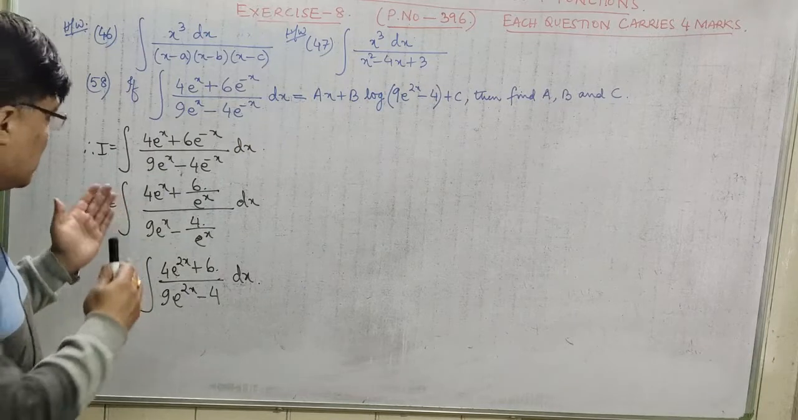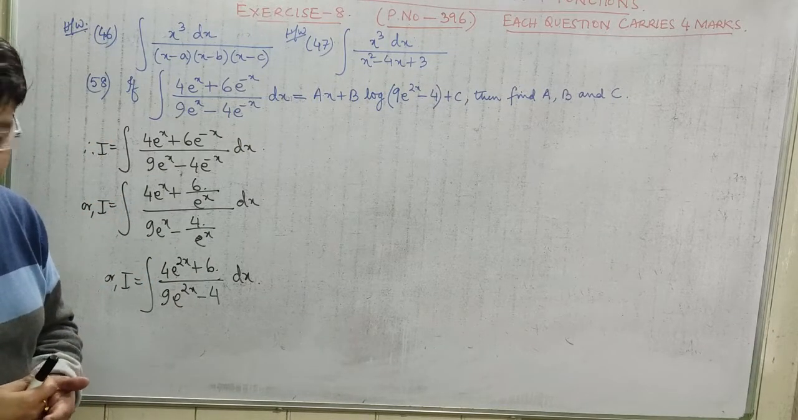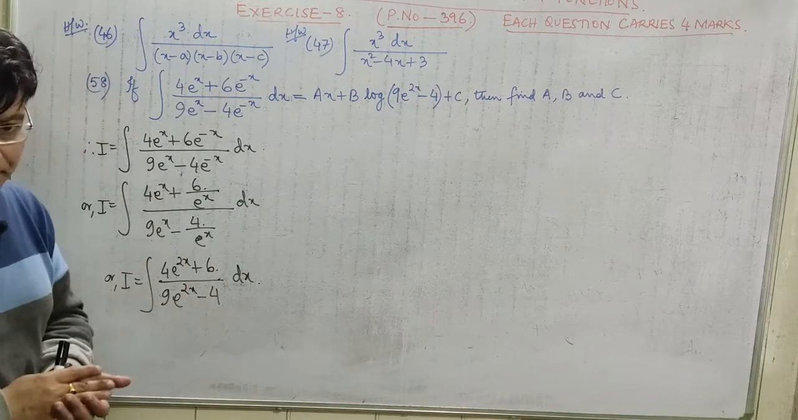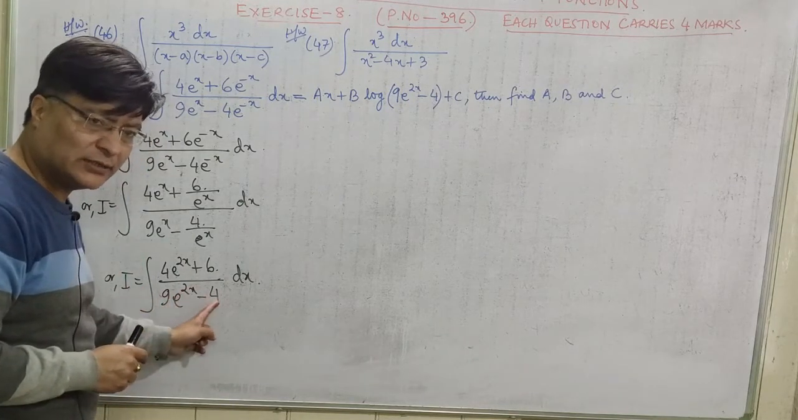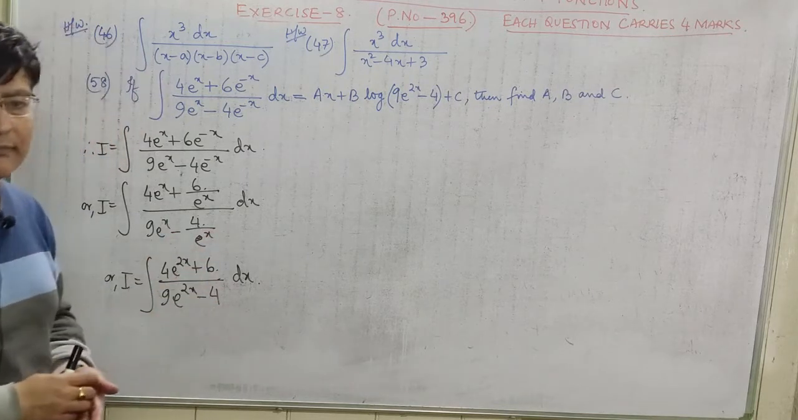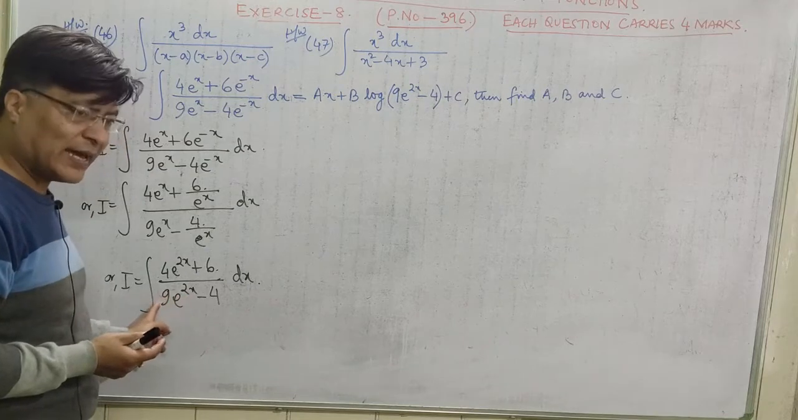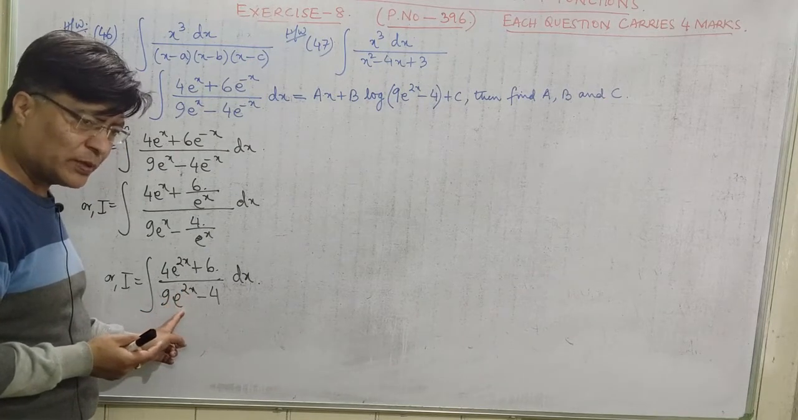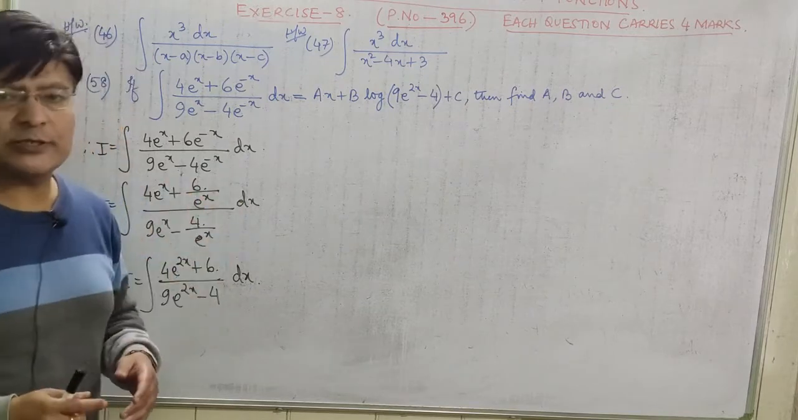So we have just simplified e to the power minus x as 1 upon e to the power x. Now what is the method here? If you differentiate the denominator, are you getting the numerator? No. If you differentiate the denominator, we are getting 9 e to the power 2x into 2 minus 0, but there is 4 e to the power 2x plus 6. A different expression is there.